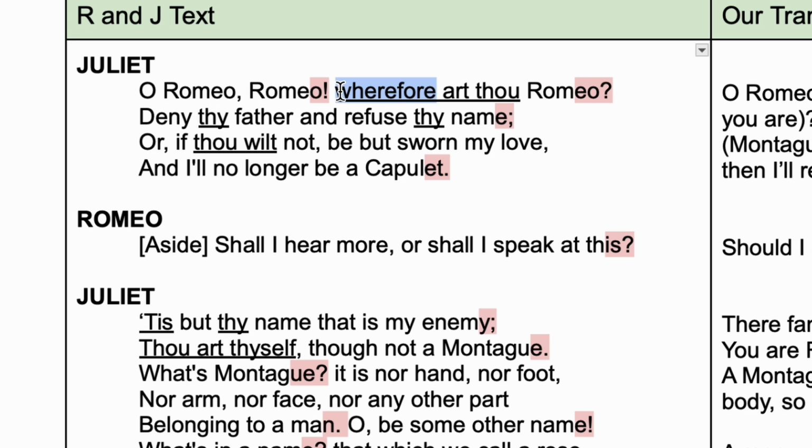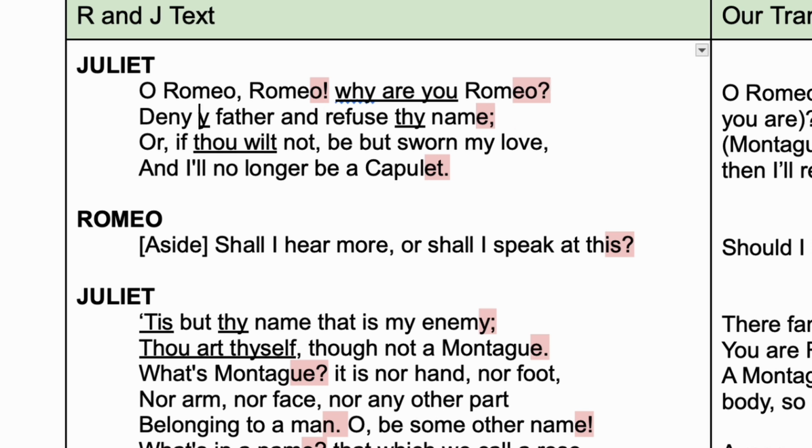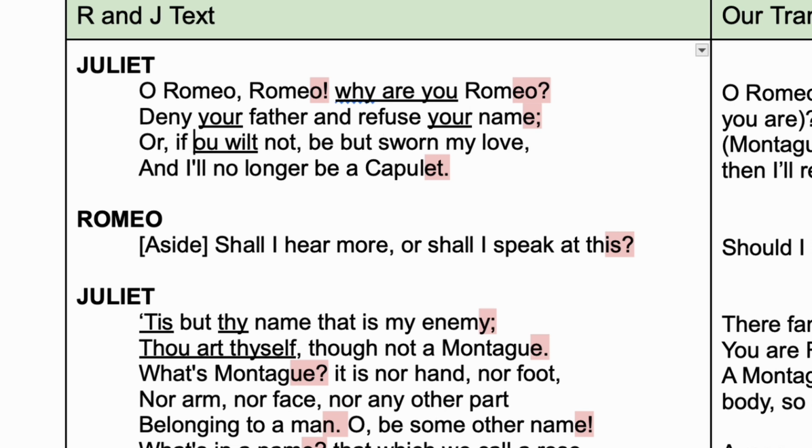Wherefore, I didn't get into this one, but that actually means why. So why, we know that art means are, thou simply means you, and thy means your. We can fix that, or if thou, we already know thou means you. Wilt, we could just change the last letter, means will.